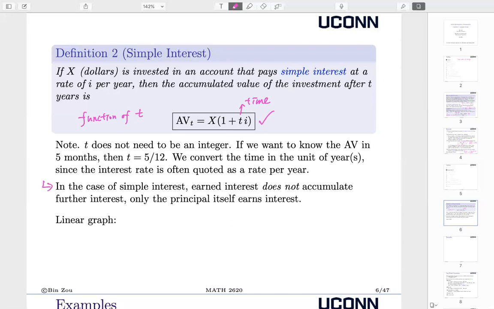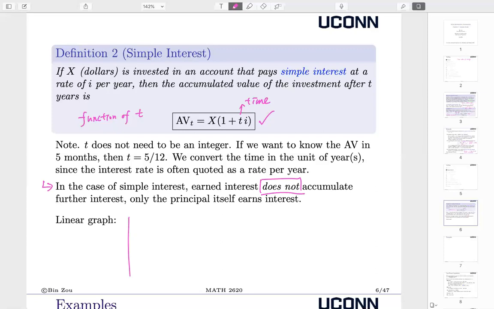So the next one is very important. In the case of simple interest, earned interest does not accumulate future interest. That is the most important feature of simple interest. In short, if the investment is growing at simple interest, only the principal will accumulate interest. Interest itself will not lead to future interest. Okay, so that's why the growing speed is linear.